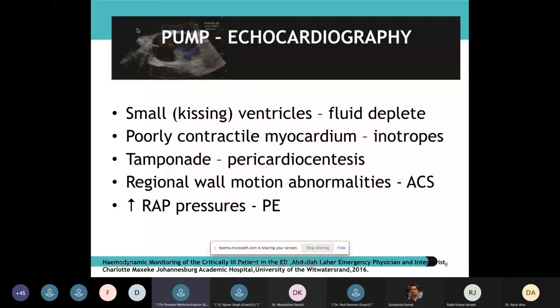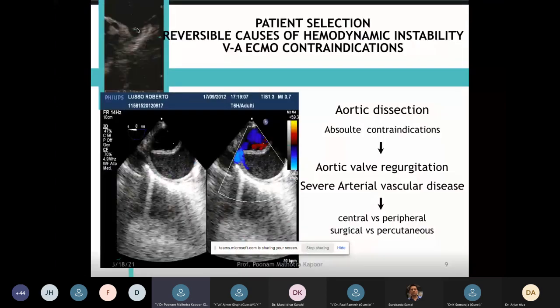It will also tell us about the poorly contractile myocardium and the need for inotropes, both in the LV or the RV failing. It will tell us of any collection outside the heart in the form of a tamponade or a pericardial effusion. It also tells us of the patient going into an impending ACS, ischemia or cardiogenic shock, with regional wall motion abnormalities suddenly appearing, and an increase in the RA pressures telling us a lot about an impending pulmonary embolism.